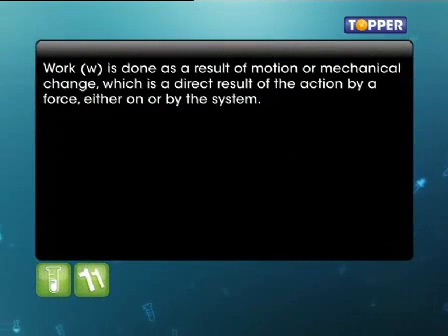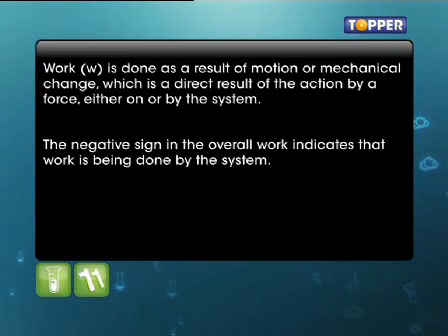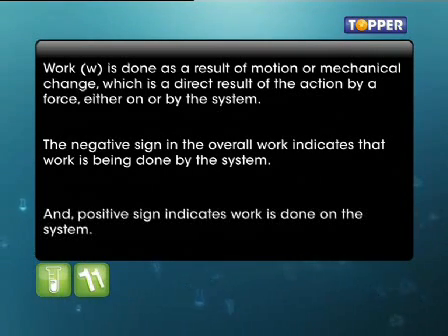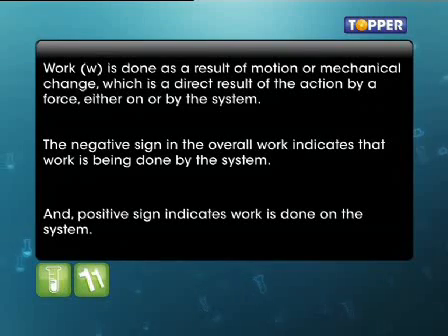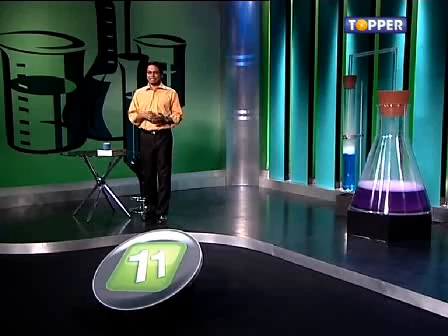Now work, denoted by W, is a result of motion or mechanical change, which is a direct result of action by a force, either on or by the system. The negative sign in the overall work indicates that work is being done by the system, and a positive sign indicates work is done on the system. When you run, work is done by you and energy from your system is utilized. So, in this case, a negative sign would signify that your system is losing energy.